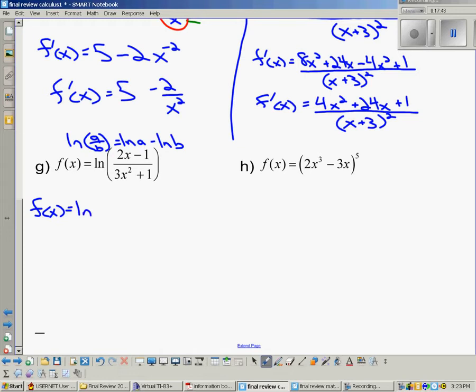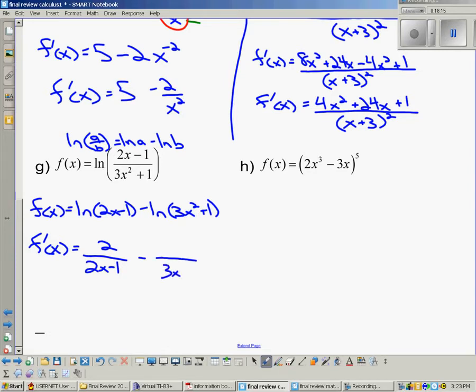Well, that means I can rewrite this function as ln of 2x minus 1 minus ln of 3x squared plus 1. Becomes a lot easier to differentiate this way. So ln of 2x minus 1 is just going to be 2x minus 1 on the bottom, and its derivative, which is just 2 on top, minus 3x squared plus 1 here on the bottom, and its derivative on top, which would be 6x. And we can just leave it that way. It's going to be a bit miserable to use quotient rule along with chain rule on that one.